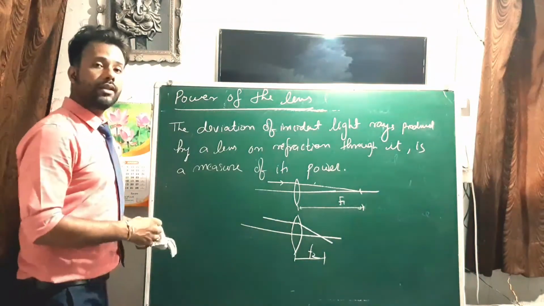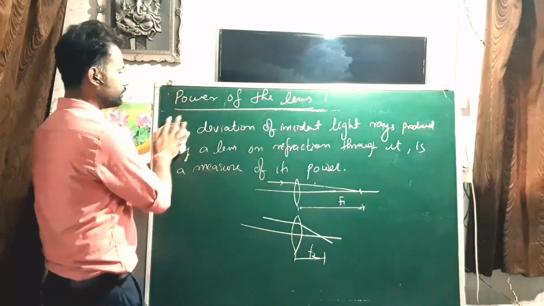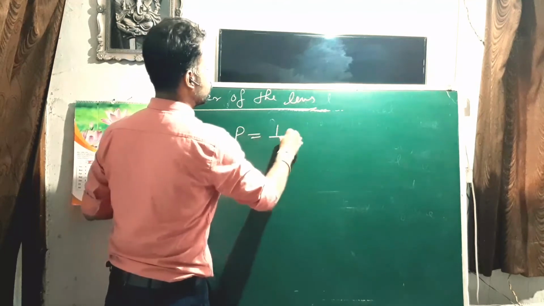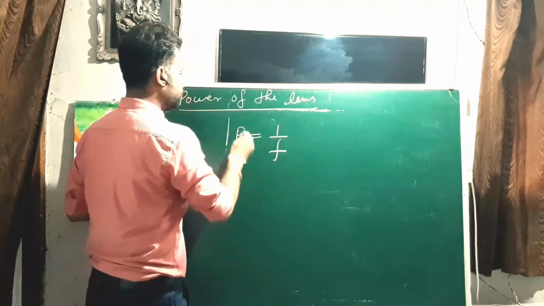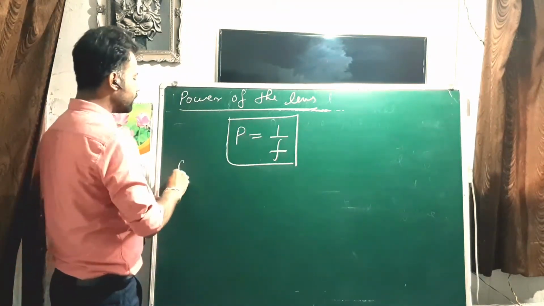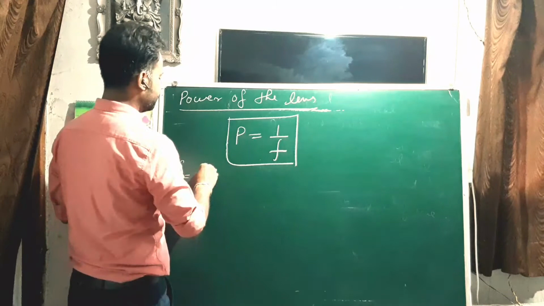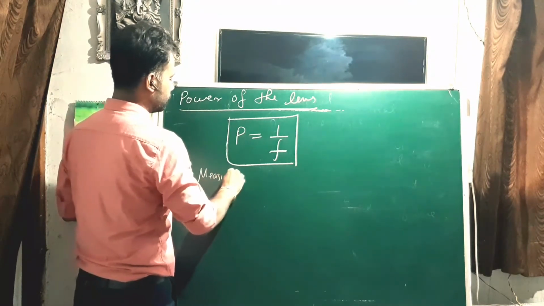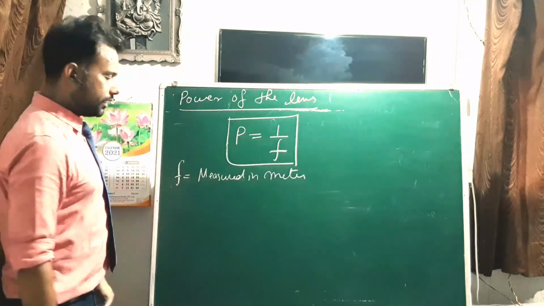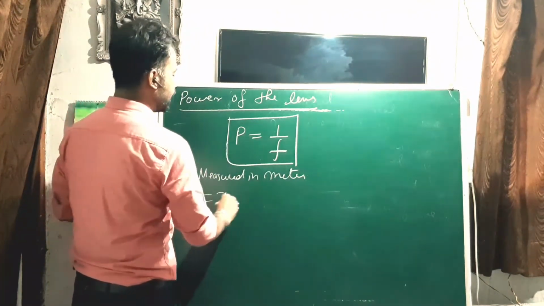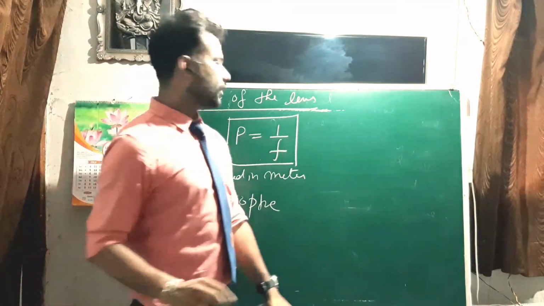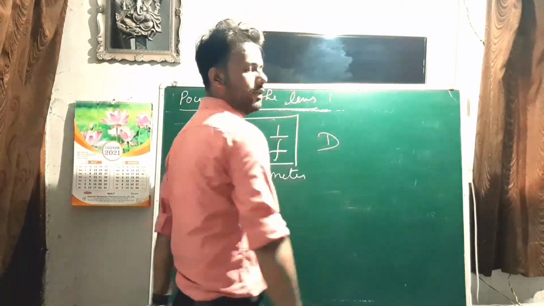So what will be the relation between the power and the focal length? The power P is equal to 1 upon F. But the condition is F must be measured in meters. Then power will be in diopter. This is the unit of the power of lens. In short, it is D.